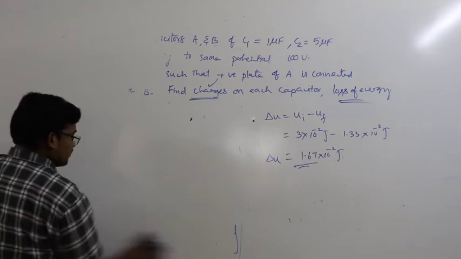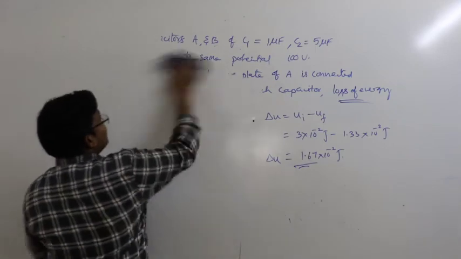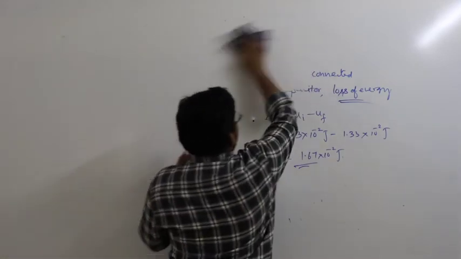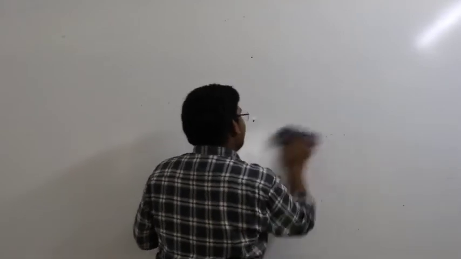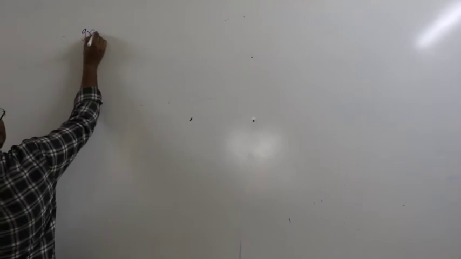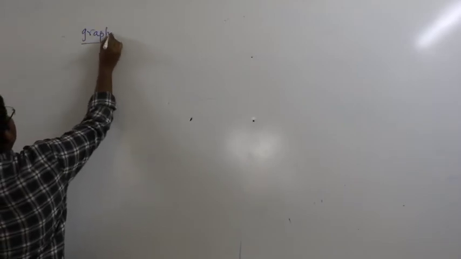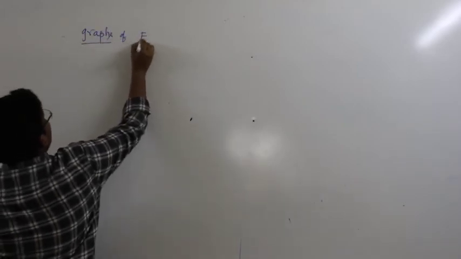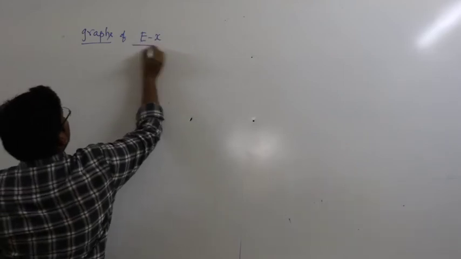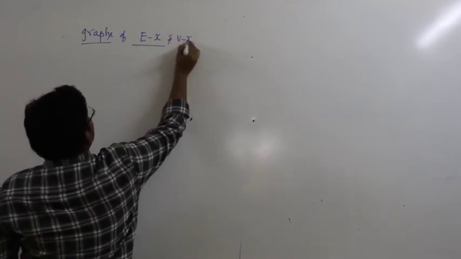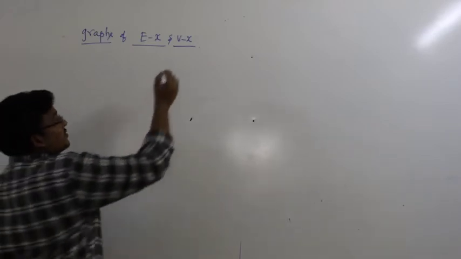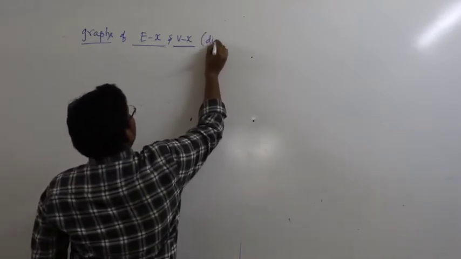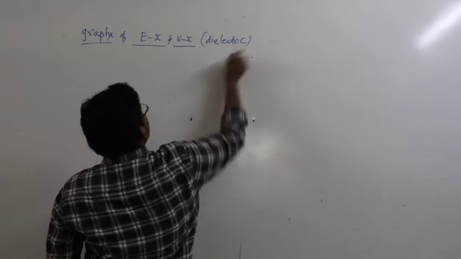How do the graphical variations of the electric field and voltages or potentials look in the case of dielectrics? Graphs of electric field versus distance and potential versus distance, in the case of dielectrics kept in between the plates.